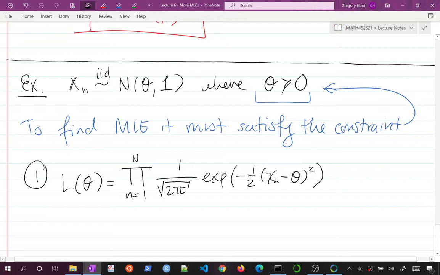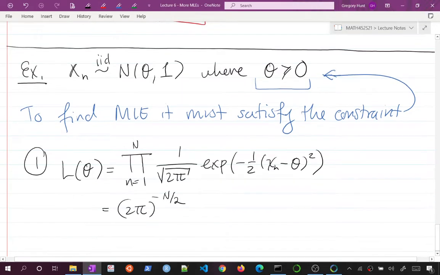Okay, let's simplify this thing. 2 pi to the negative n over 2. As you might be familiar with, that's not really going to matter. It's just some constant. And then what do we get? Push that product through, turn it into a sum and an exponential. And that's what we get.